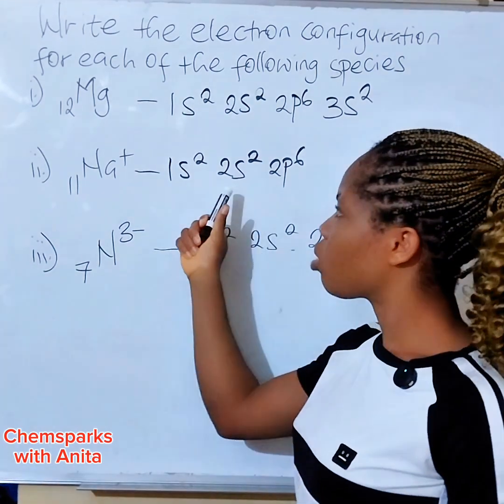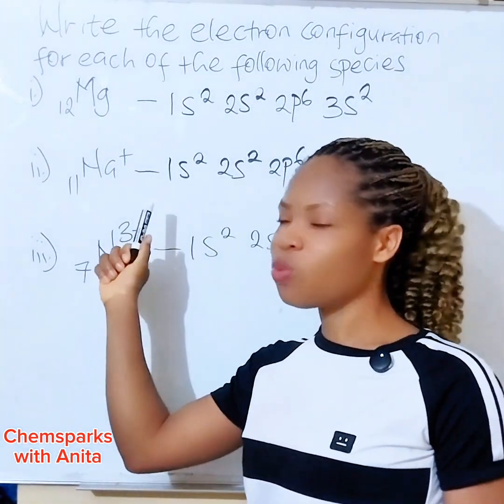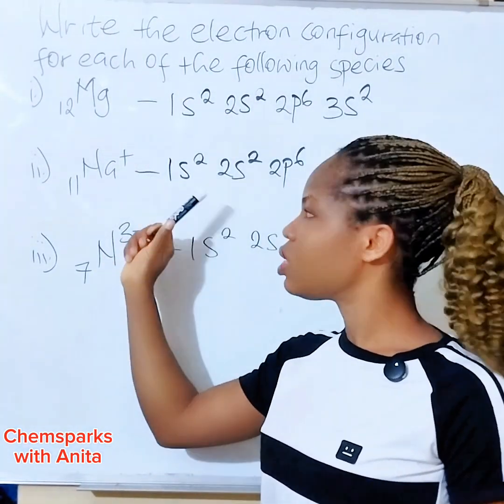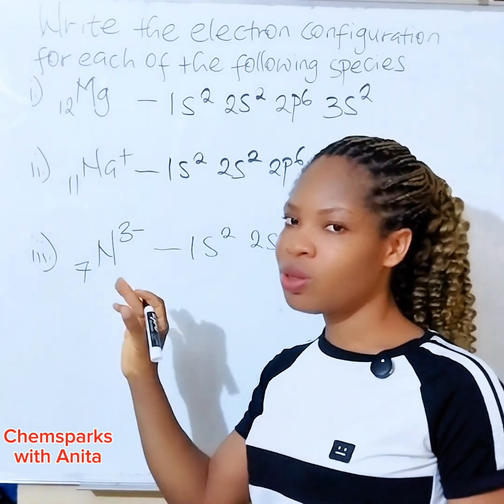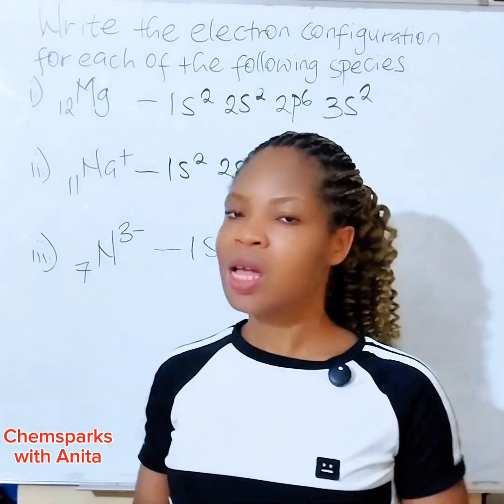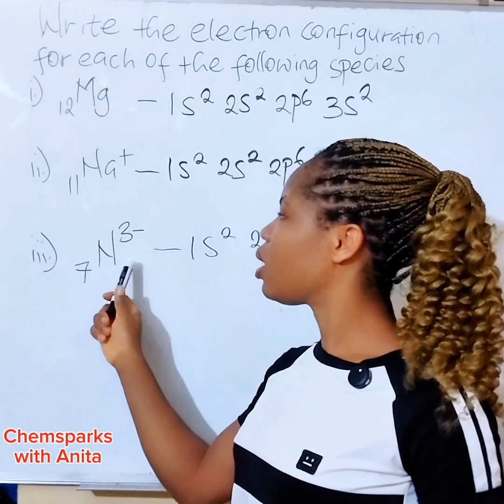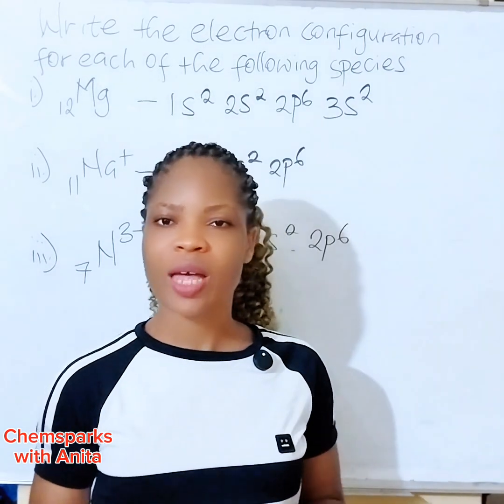It has the same electron configuration with sodium. What name do we call ions that have the same electronic configuration? We call that isoelectronic ions. So that means sodium ion and nitride ion are isoelectronic.